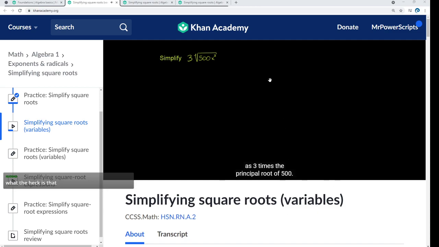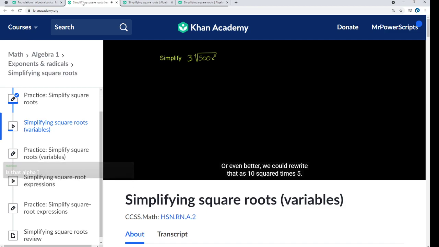This is the same thing as 3 times the principal root of 500. And I'm going to do it a little bit different than I did in the last video, just to make it interesting. This is 3 times the principal root of 500 times the principal root of x to the third. Okay. And 500, we can rewrite it, because 500 is not a perfect square. We can rewrite 500 as 100 times 5. Or even better, we can rewrite that as 10 squared times 5. 10 squared is the same thing as 100. So we can rewrite this first part over here as 3 times the principal root of 10 squared times 5.